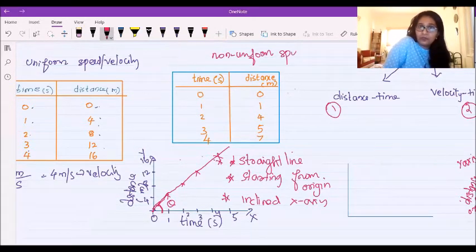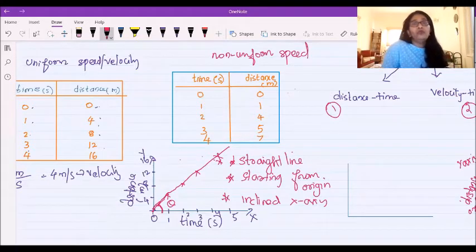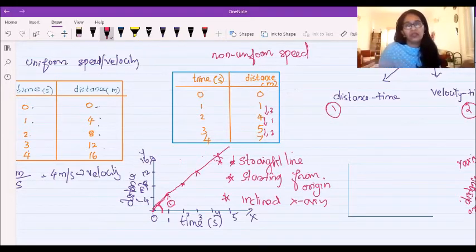Non-uniform speed. Okay. In non-uniform speed, you can say 0, 0, 1, 1. Look here, he increased only 1 meter, but suddenly now here it became 3, here became 1, here became 2. That means the distance is increasing, but there is no regularity. It depends upon the environment.